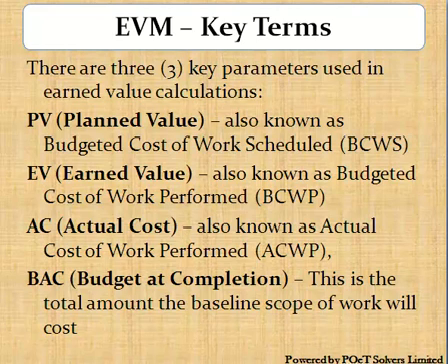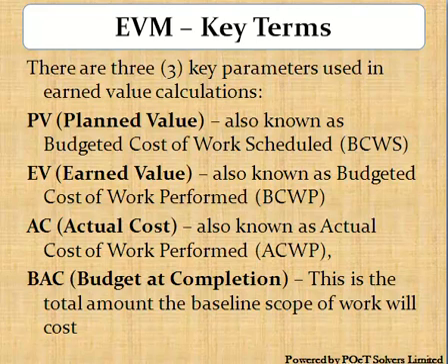There are 3 key parameters used in earned value calculations. These are PV or planned value. This is the amount of work that we should have accomplished according to the plan. This is also known as budgeted cost of work scheduled or BCWS. EV or earned value is the amount of work that has been done so far. It is also known as budgeted cost of work performed or BCWP. The actual cost or AC is the total cost of the project so far. It is also known as the actual cost of work performed or ACWP.